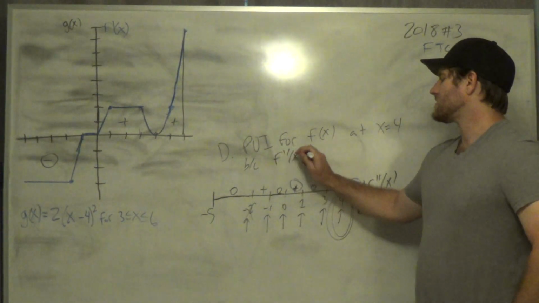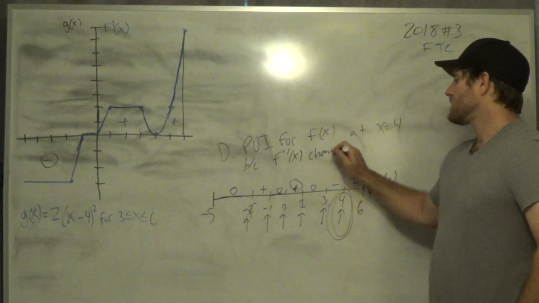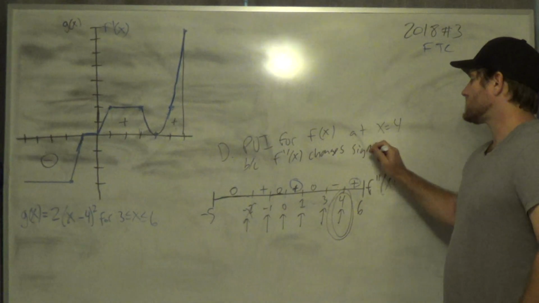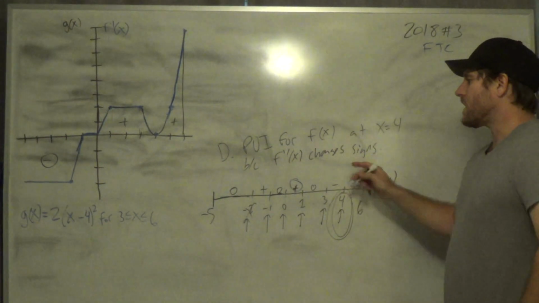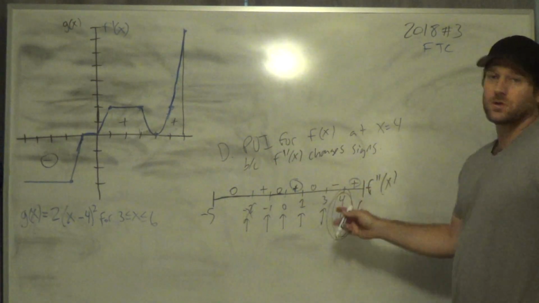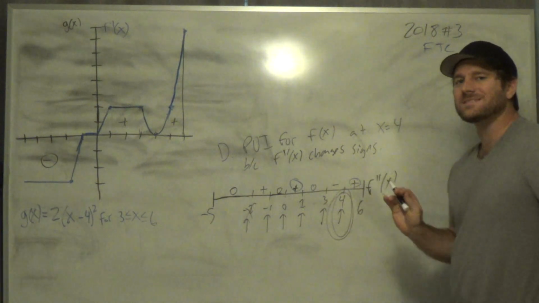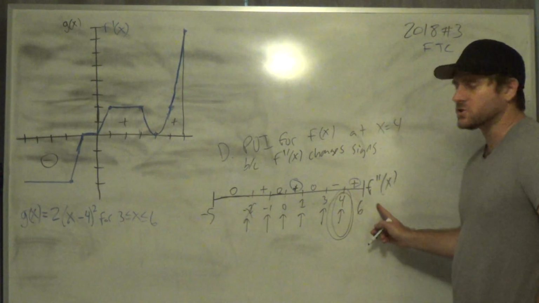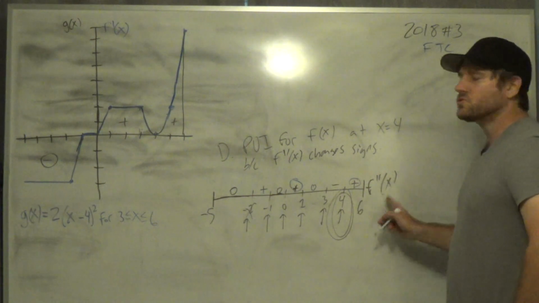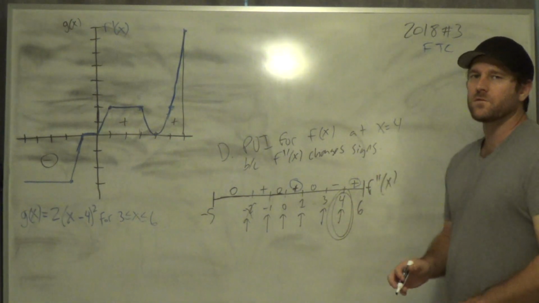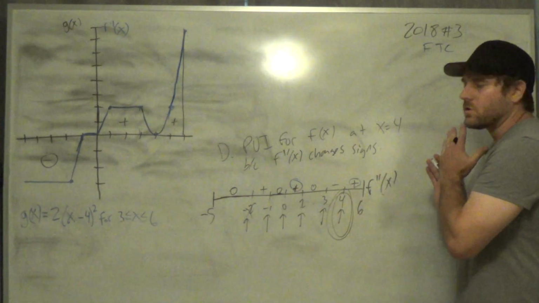f double prime x changes signs. Now, this reason for f double prime x changing signs or going from negative to positive only works as a justification if you have labeled a sign chart. If you make a sign chart and you don't label it, they will not give you the points for your justification. Label your sign charts.